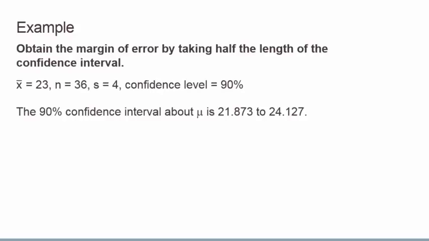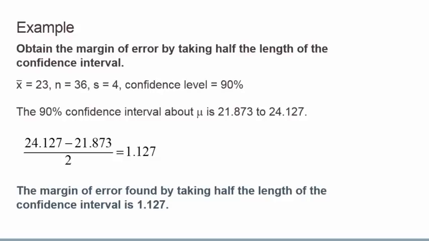Continuing with our example, obtain the margin of error by taking half the length of the confidence interval. So first I want to find my distance and divide it by 2. 24.127 minus 21.873, divided by 2, is 1.127. Make sure when you type this in the calculator that you put parentheses around the numerator of the fraction. The margin of error found by taking half the length of the confidence interval is 1.127.